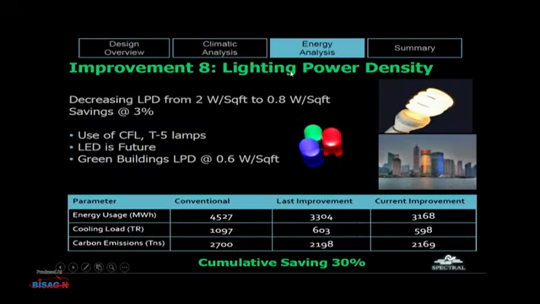Next is lighting power density. Lighting power density technically represents the load of any lighting equipment in any defined area, and by changing LPD from 2 watt per square feet to 0.8 watt per square feet, we could achieve saving of 3%, a huge saving. This also represents the uniform distribution of lights in a particular room. Again, use of CFLs and LEDs are also part of LPD improvements.